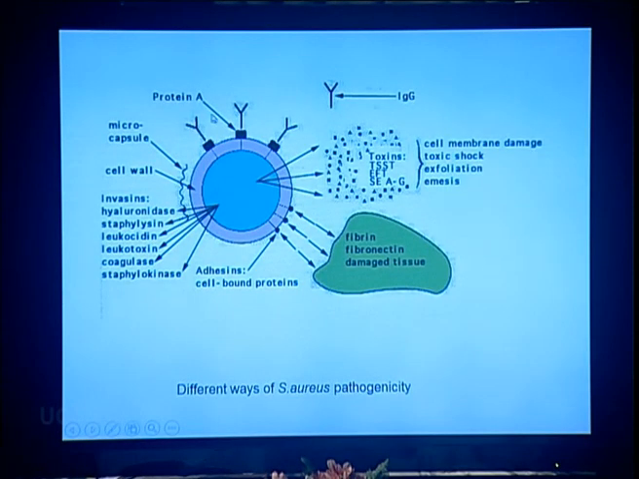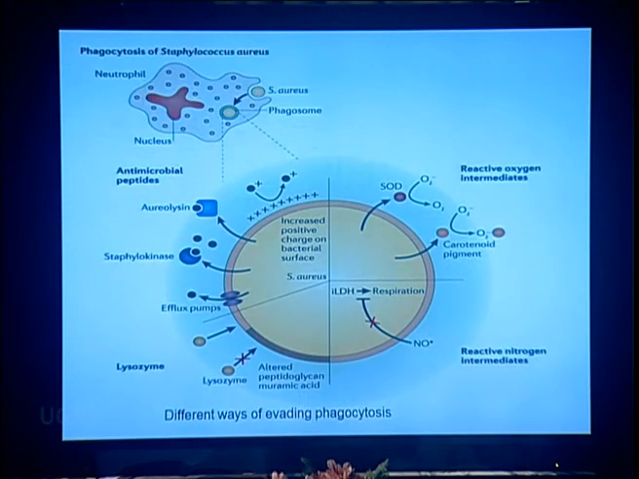What are they? They have the protein A, they have the capsule, they have the cell wall, they produce different enzymes, different proteins with which they target the host cell and ultimately destroy the host cell. And when this particular bacteria is actually being phagocytosed by the neutrophil, they also can fight with the neutrophil. And this fighting is done by production of different proteins and enzymes, which I have already told you. One such protein is aureolysin, there may be staphylokinase, there may be efflux by which the particular cations are released from the body of the bacteria so that they cannot be targeted by the host cell.